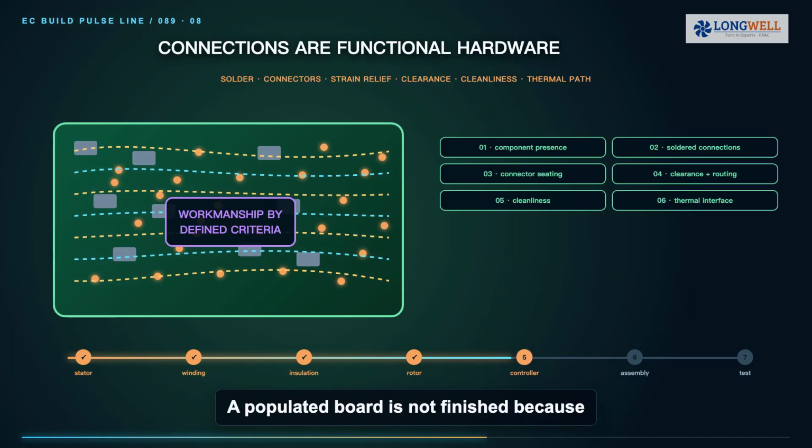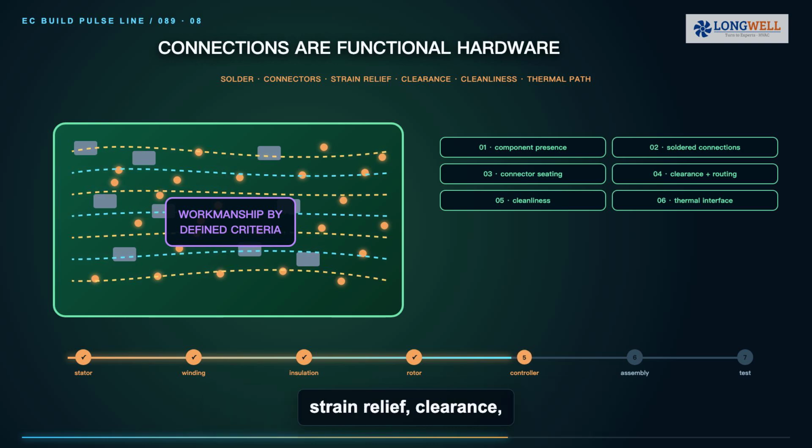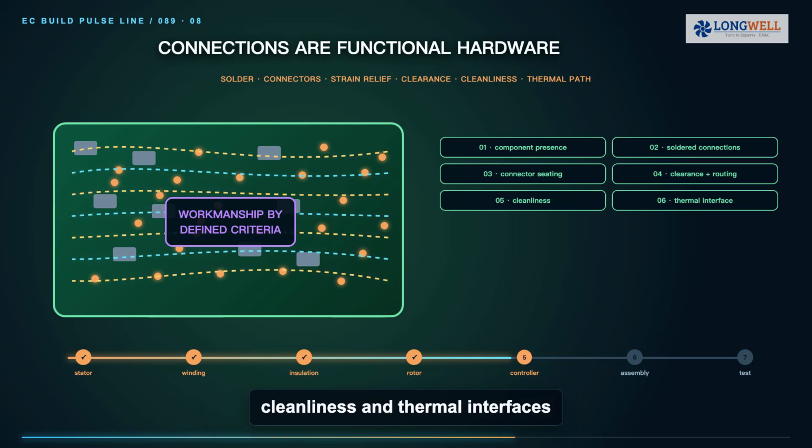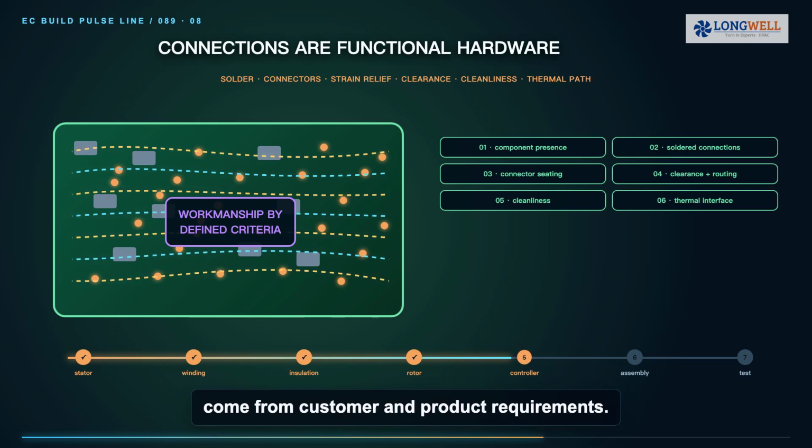A populated board is not finished because every component is present. Connector seating, soldered connections, strain relief, clearance, cleanliness, and thermal interfaces need defined workmanship criteria. The applicable class and process standard come from customer and product requirements.